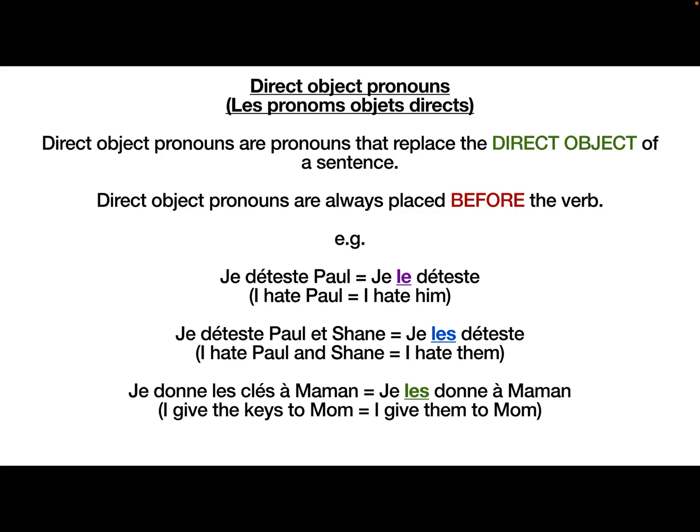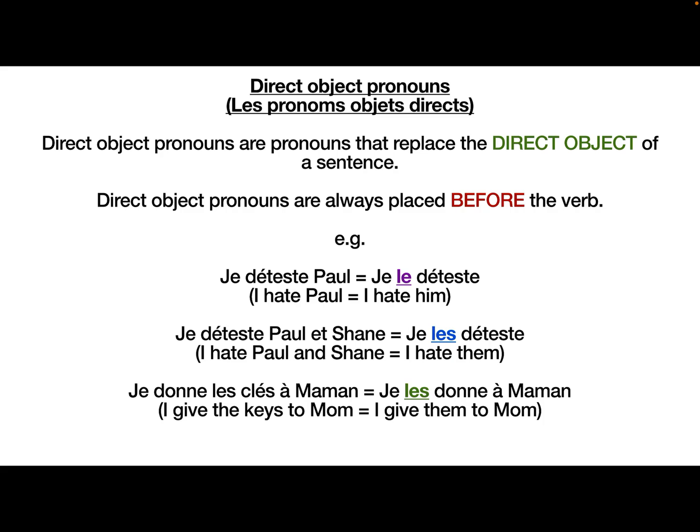So direct object pronouns are also called in French les pronoms objets directs. Okay? We'll leave that aside for the moment. Direct object pronouns are pronouns that replace the direct object of a sentence. So direct object pronouns are always placed before the verb, as we learned earlier. So what in the name of God is the direct object of a sentence? Hopefully these three examples now will give you an idea.